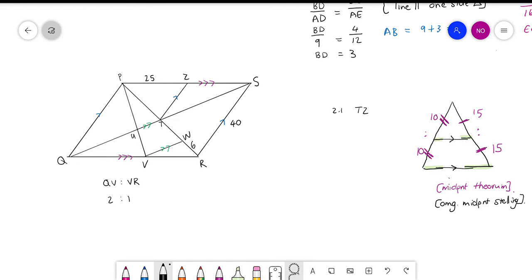The converse of the midpoint theorem. So we're going to need that for this.